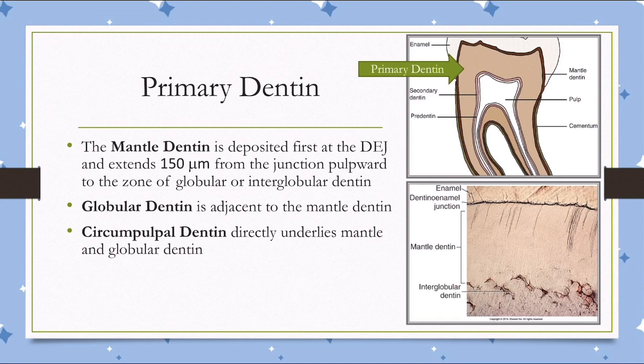Globular dentin is adjacent to the mantle dentin and has hypomineralized areas between globules of dentin termed interglobular spaces. Circumpulpal dentin directly underlies mantle and globular dentin and makes up the bulk of the tooth's primary dentin. It may be 6 to 8 millimeters thick in the crown and thinner in the roots.